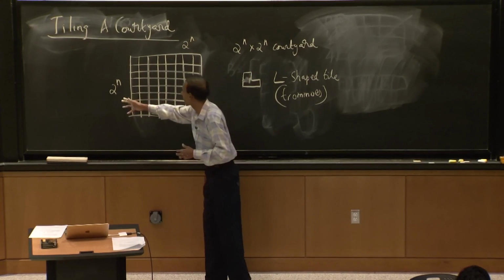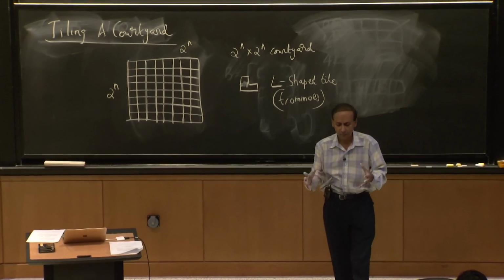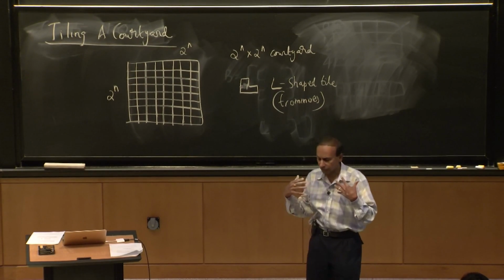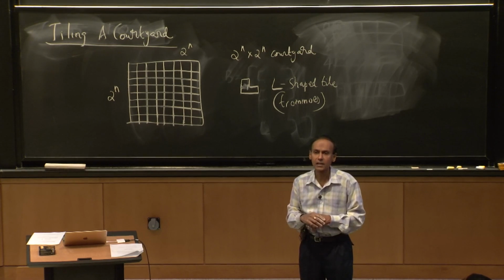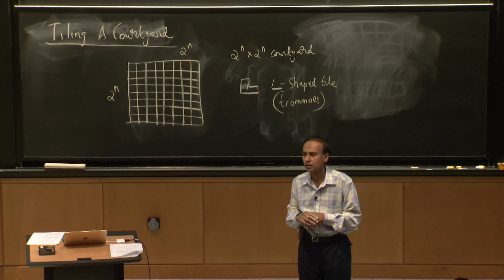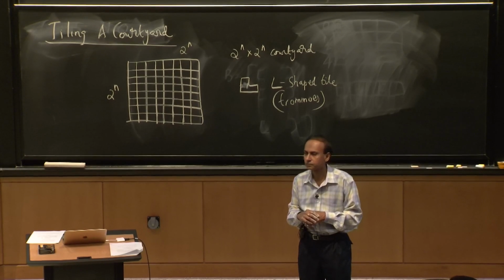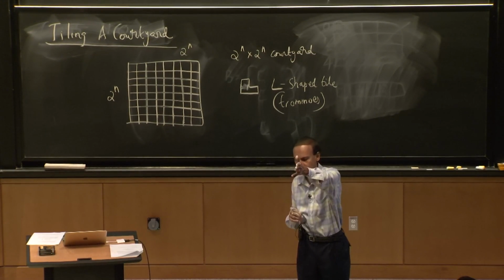Look at this 2 raised to n by 2 raised to n courtyard, and look at this tri-tile. I'm going to ask you the question. Is there a solution that is a perfect tiling with no overlapping tiles and no squares with holes in them? Is someone? Fadi had his hand up first.